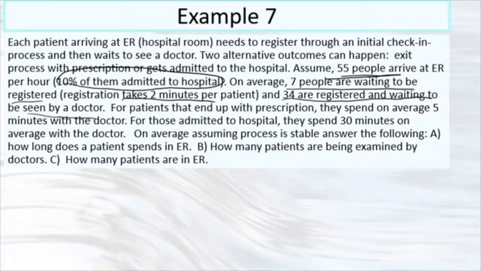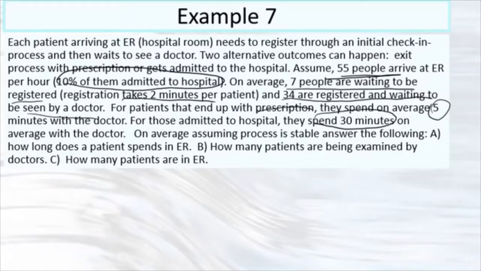So if a patient ends up being a prescription patient, a patient that does not need to be admitted to the hospital, they will spend an average of 5 minutes with the doctor, while those that are going to be admitted to the hospital will spend 30 minutes with the doctor. We're assuming that the process is stable, which basically means we could use Little's law. And the first question asks us, how long does a patient spend in the ER room?